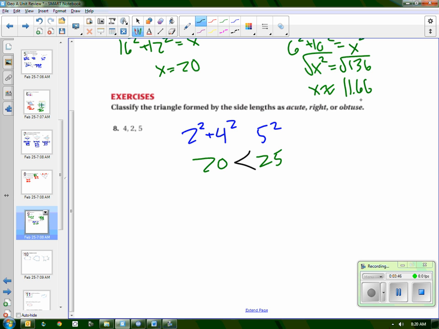The hypotenuse is too long, we call that an obtuse triangle. If c squared is bigger than a squared plus b squared, we call that an obtuse triangle. If it's less than, it's acute, and if it's equal, we know it's a right triangle. Unit 2, Part 2, we're done.